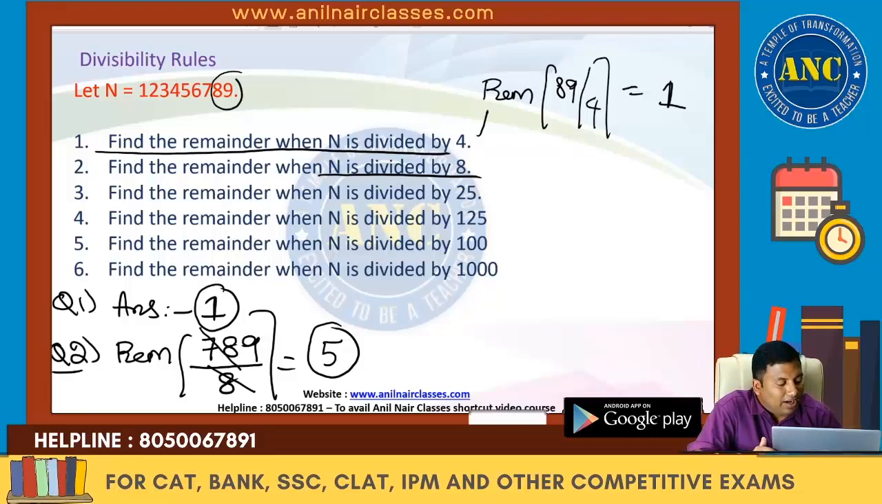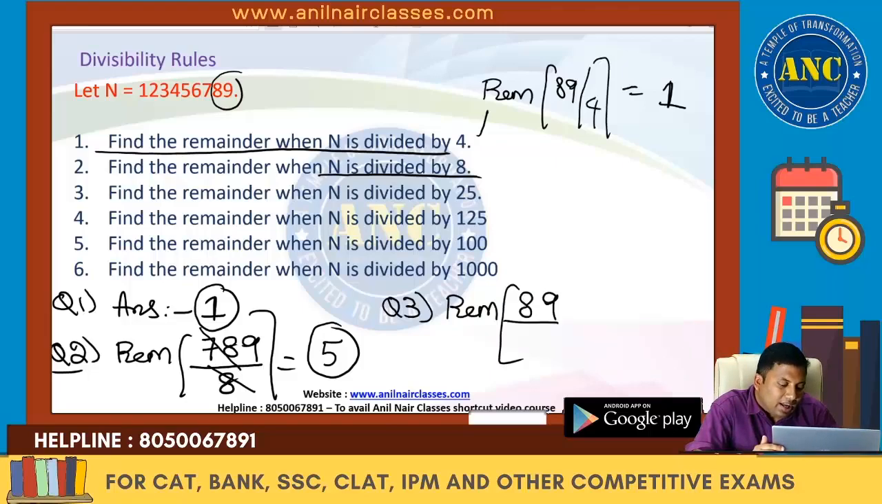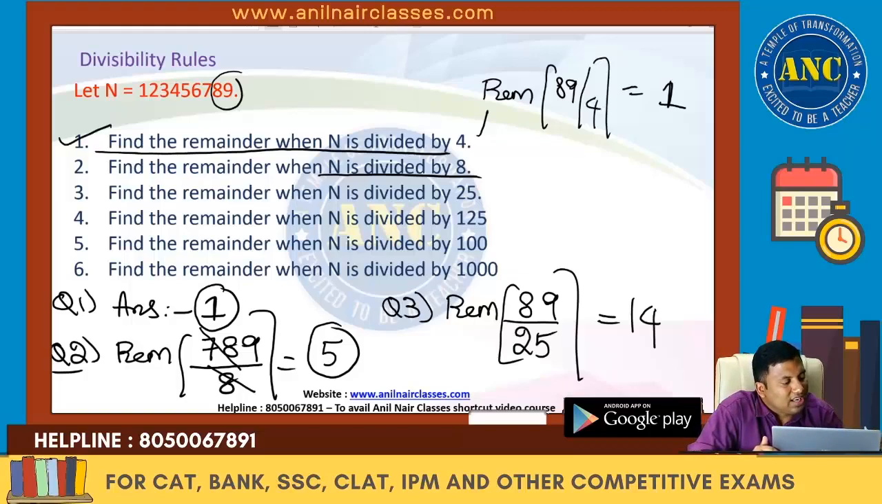Find the remainder when it is divided by 25. 25 means the last 2 digits should be divisible by 25. 89 divided by 25: 25 3s are 75. The remainder is nothing but 14. Question 1 is clear, question 2 is clear, question 3 is clear.